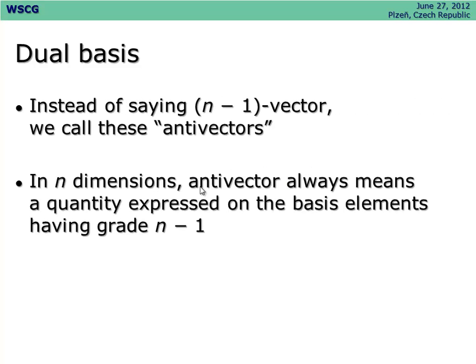Okay, now instead of saying N minus one vector all the time, I'm going to use the term anti-vector, because it conveys the meaning that it's everything that a vector is not. A vector is one-dimensional, an anti-vector is everything else, all your other dimensions. And it has the grade n minus 1, where n is the number of dimensions you're working in.